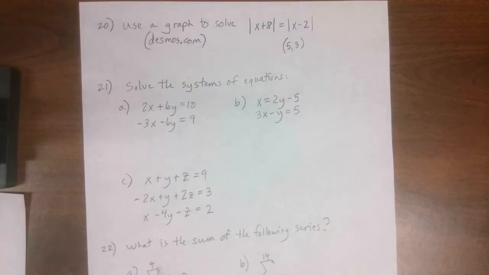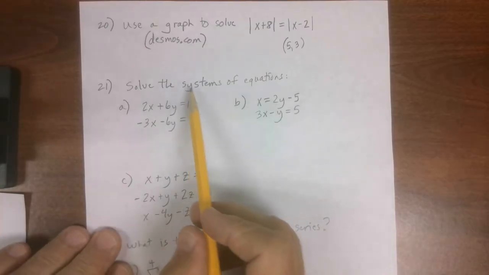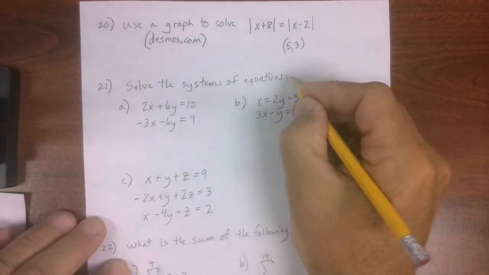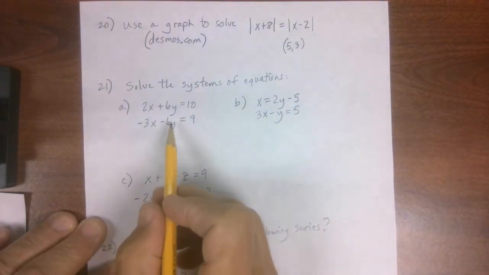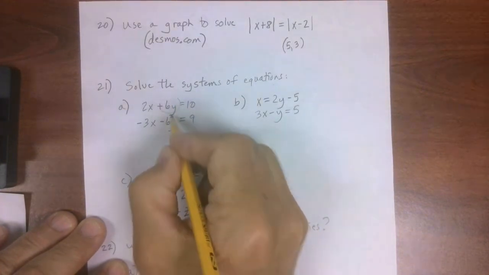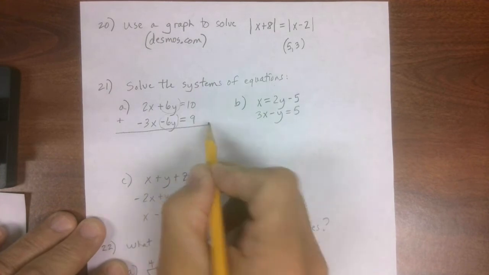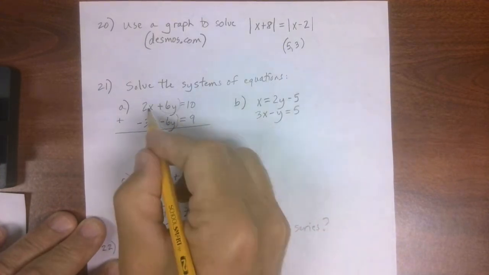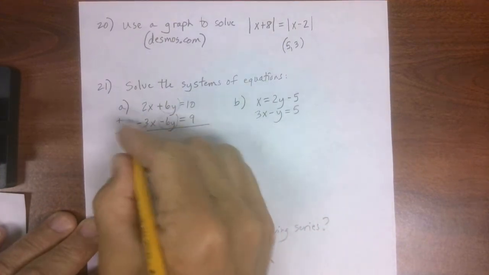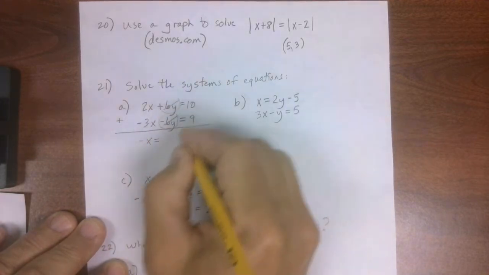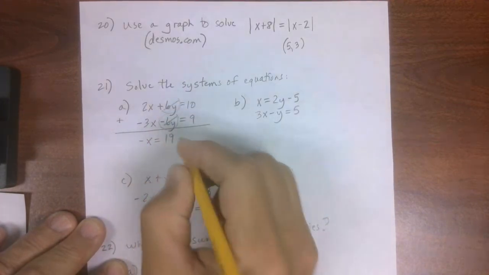All right, getting to the end of this review. Solve the systems of equations. Now, you're supposed to be doing this by using algebra. I notice I got a 6y and a negative 6y. I'm just going to go ahead and add these together because they eliminate. So 2x minus 2x plus a negative 3x is negative x. These cancel, and I get 19.